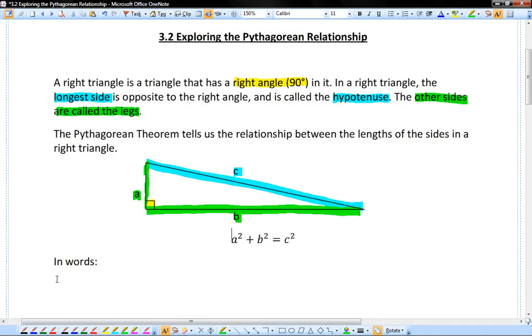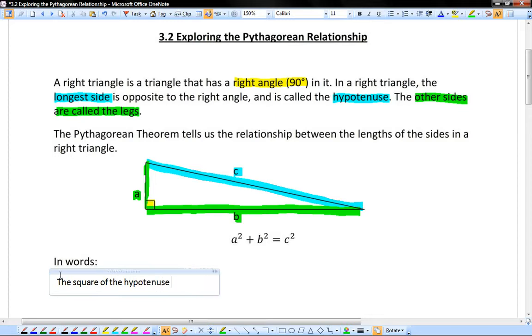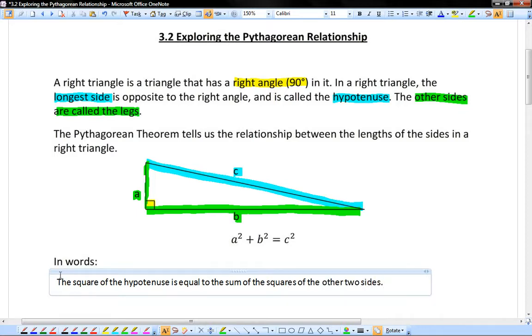Okay, so let's write that down in words. It'll help solidify this idea. So what we say is that the square of the hypotenuse is equal to the sum of the squares of the other two sides. Okay? You should write that down.